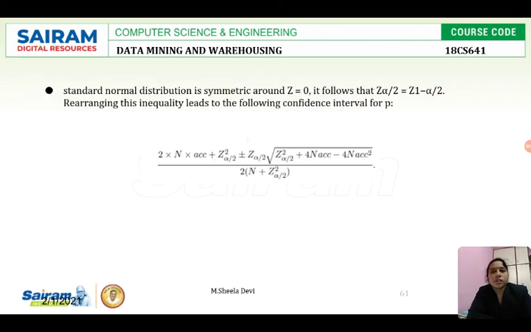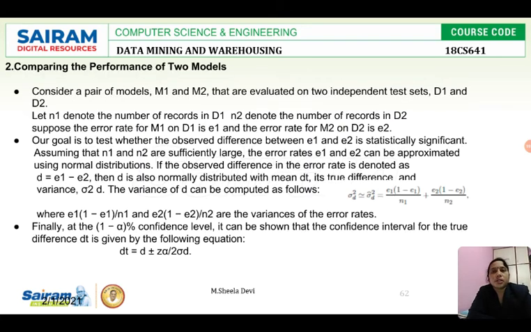This is the first method, and this is the standard. Another formula is given, which is a standard normal distribution formula. Rearranging the inequality leads to the following confidence interval for p. They are just rearranging and getting this formula. That's it. The next method to compare classifiers is comparing the performance of two models.